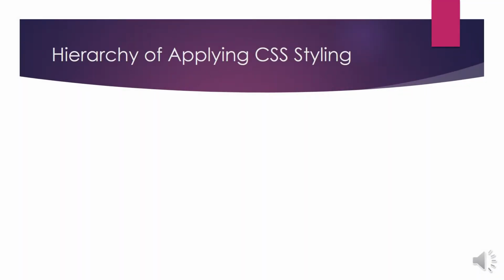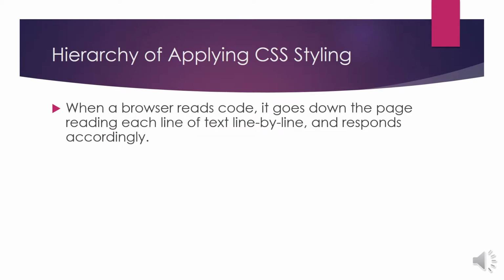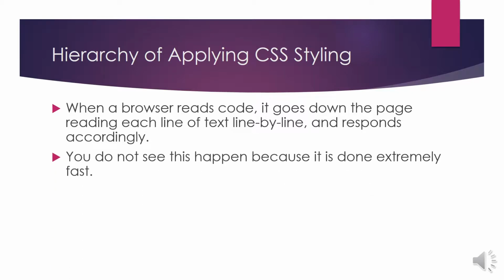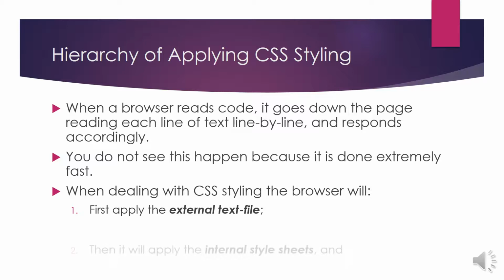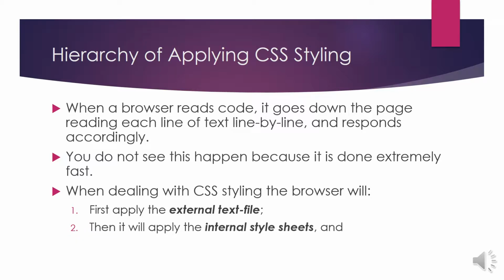The hierarchy of applying CSS styling. When a browser reads code, it goes down the page, reading each line of text line by line and responds accordingly. You do not see this happen because it is done extremely fast. When dealing with CSS styling, the browser will first apply the external text file. Second, it will then apply the internal style sheets. And last, it will apply the inline style sheets.